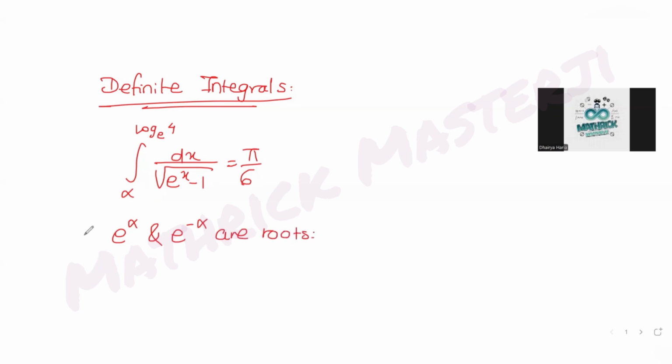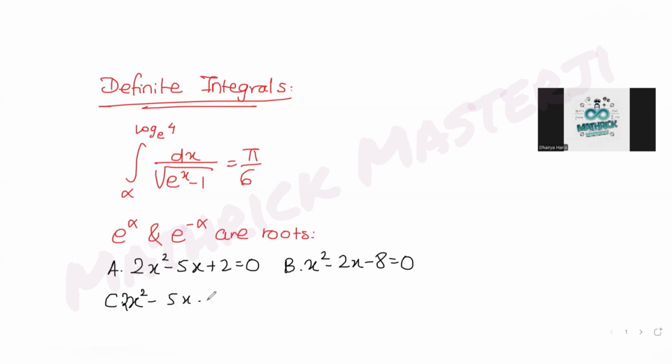quadratic equation. The options are: A, 2x square minus 5x plus 2 equals 0; B, x square minus 2x minus 8 equals 0; C, 2x square minus 5x minus 2 equals 0; and D, x square plus 2x minus 8 equals 0. So we need to figure out which one of the answer choices is the correct answer for this question. Let's see how to solve this question further.